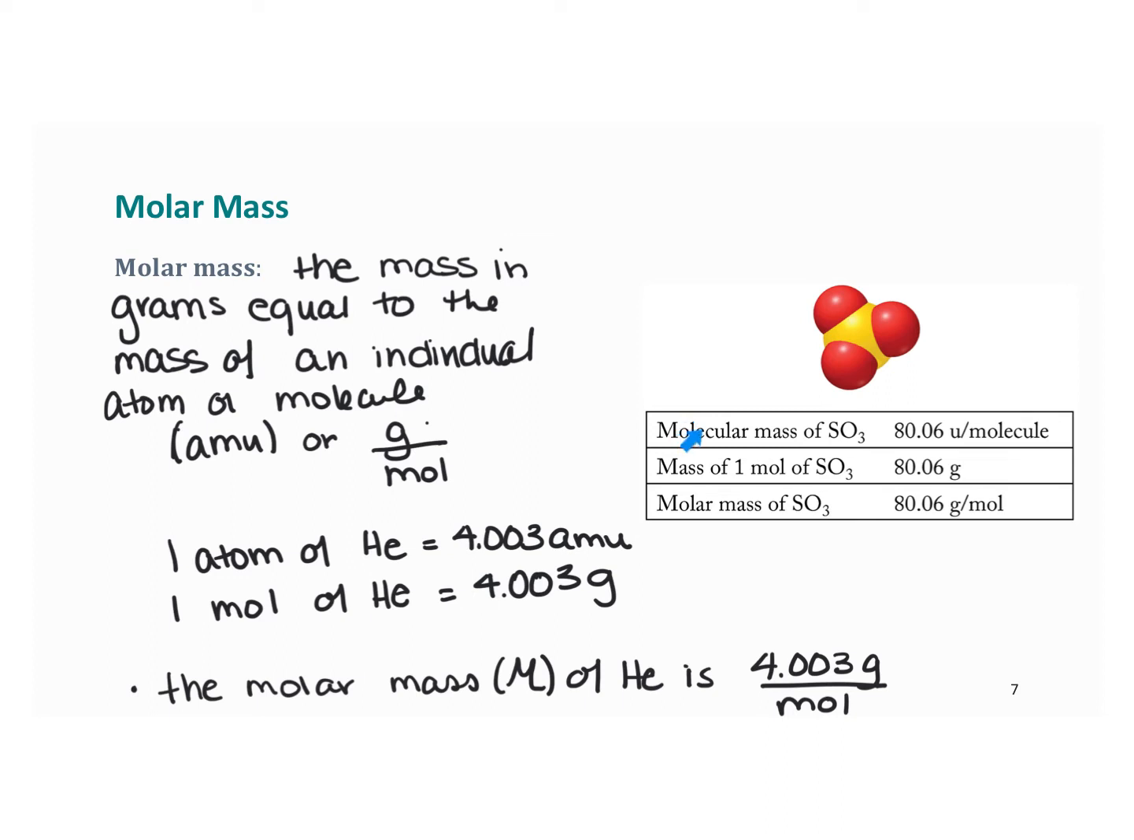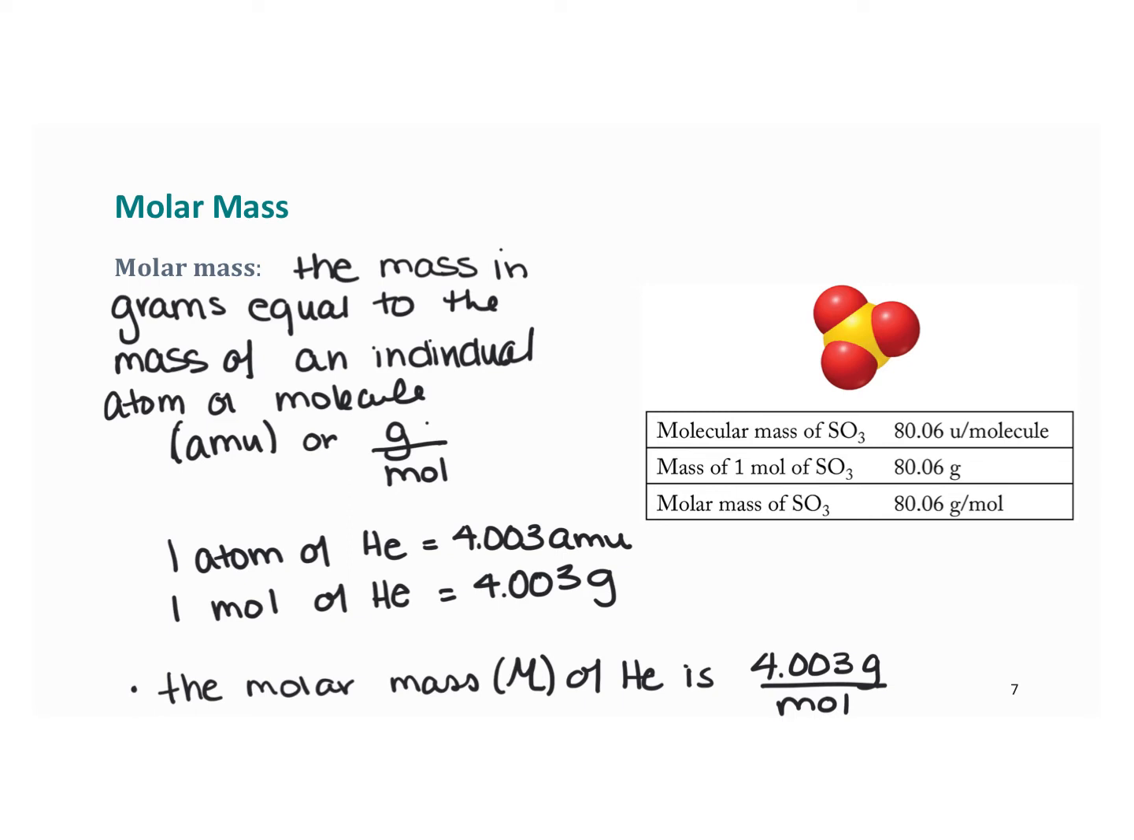So we say, look, this is the molecular mass of sulfur trioxide. It's 80.06. And sometimes you'll see a U here per molecule. You can see the mass of 1 mole, which is 80.06 grams, and then the molar mass here is 80.06 grams per mole. So we find these on the periodic table underneath each individual element.